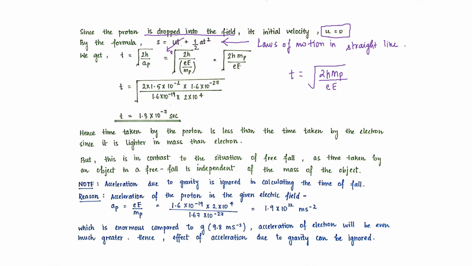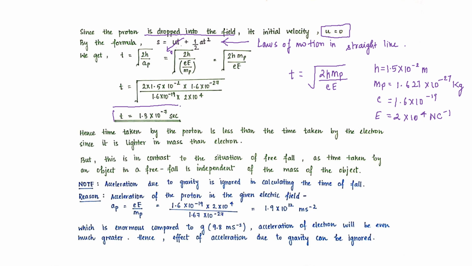Okay, so value of h is 1.5 × 10^-2 meter. m_p equals 1.627 × 10^-27 kg. e's value is 1.6 × 10^-19, and capital E's value is given as 2 × 10^4 Newton per coulomb. Okay, substituting all these values we get to know the time t of proton is this.